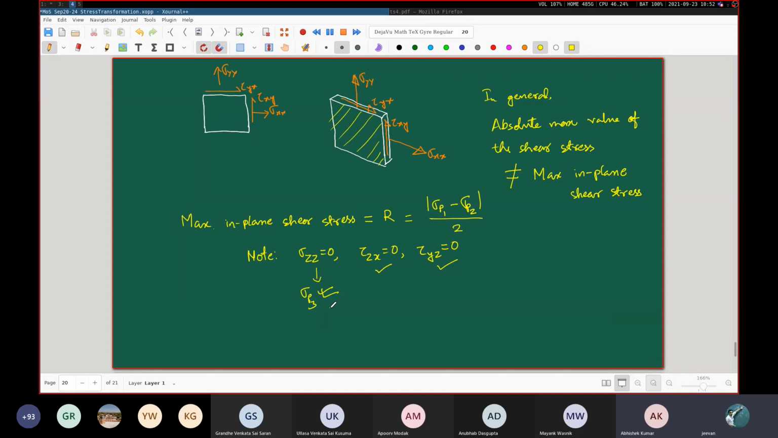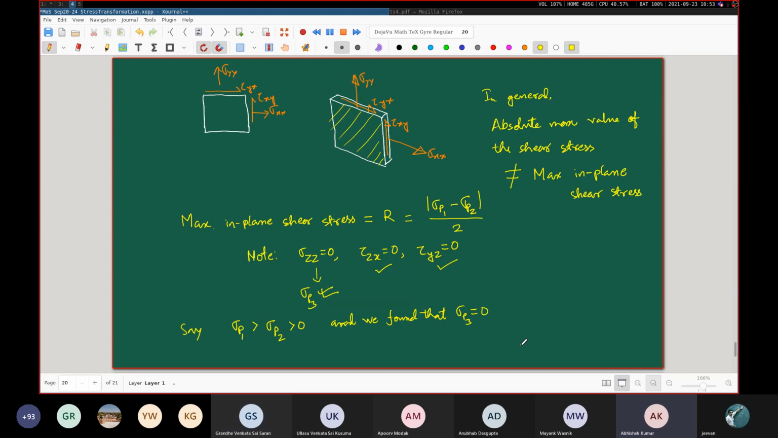Okay. So now that you know that sigma P1 is some value, sigma P2 is some value, and sigma P3 is some value. Let's say that sigma P1 is greater than sigma P2 is greater than 0. And we found that sigma P3 is equal to 0. Now you tell me what is the value of the maximum absolute value of the shear stress.